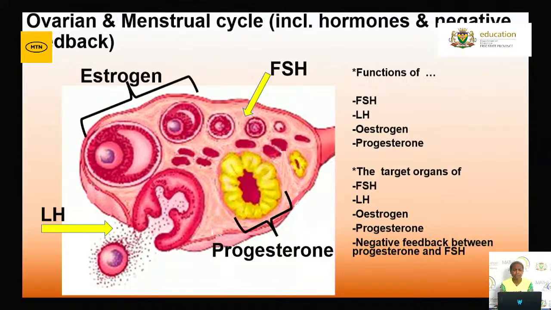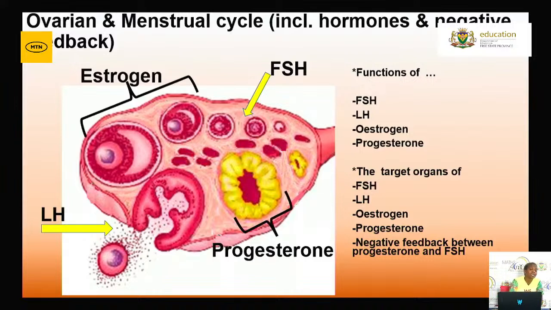So please, guys, remember the functions of all the hormones which are involved in the menstrual cycle. We are talking about FSH, LH, estrogen, and progesterone. The target organs of FSH, LH, estrogen, progesterone. And another thing which is very important, the negative feedback mechanism between progesterone and FSH. So please remember, go through the functions, go through the menstrual cycle. Because if you don't understand the menstrual cycle, you won't be able to answer any application question which will be based on the menstrual cycle.